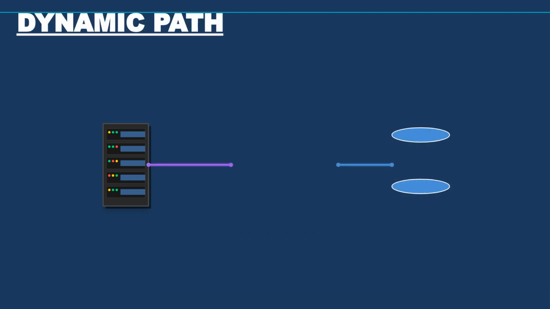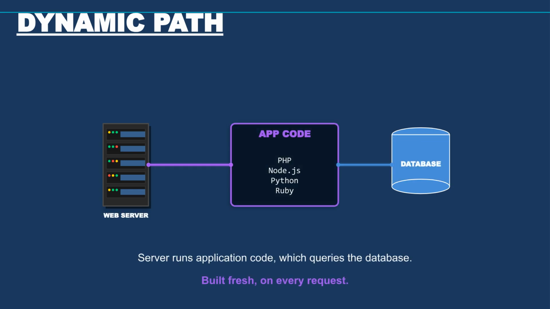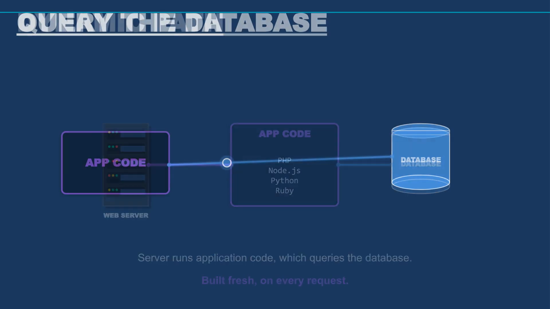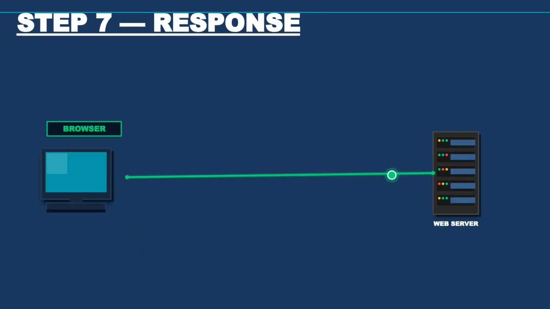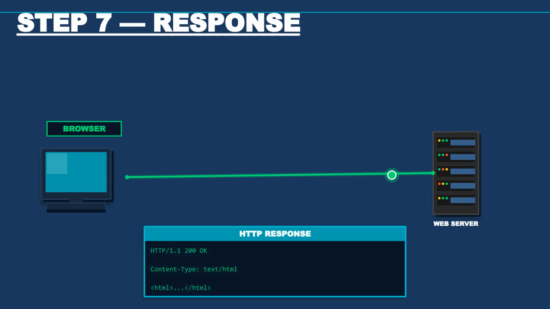If it's a dynamic request, the server runs application code in languages like PHP, Node.js, Python, or Ruby. This dynamic content is built fresh on every request. The application code queries a database using an SQL query to retrieve or modify data before generating the response. Finally, in Step 7, the server sends the HTTP response back to the browser. This response includes the status, headers, and the requested content, like HTML.